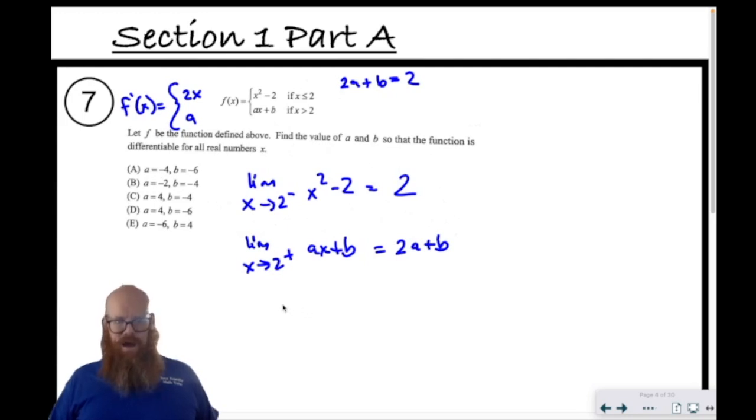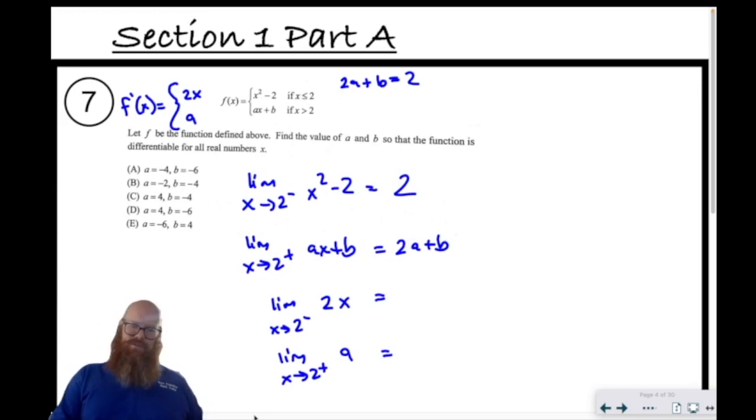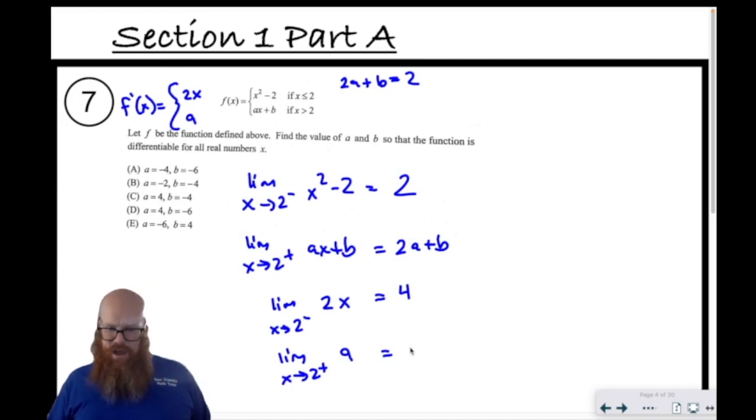So if I then do the limit as x approaches 2 from the left of 2x, and the limit as x approaches 2 from the right of a, that is what's going to make it differentiable. It's kind of like the derivative has to be continuous. So here I get 4, and here I get a. Right? I'm not plugging in 2 for a, I'm plugging in for x, so it's just a constant. So this means a is equal to 4.